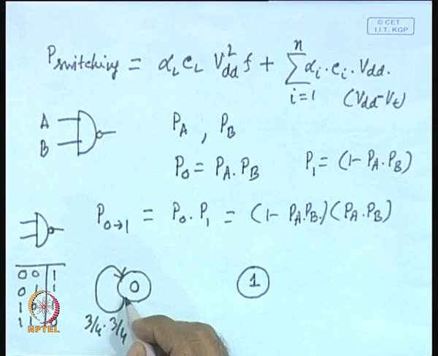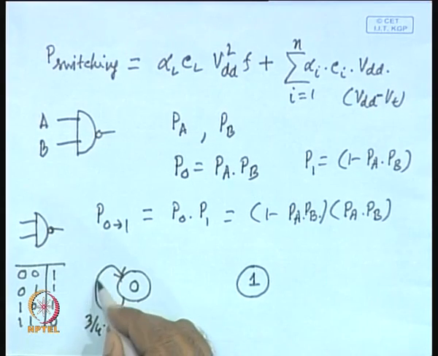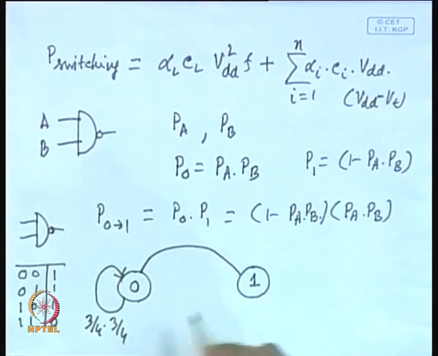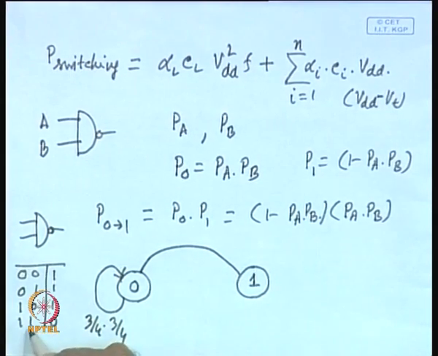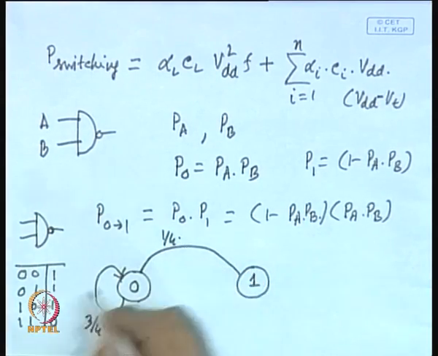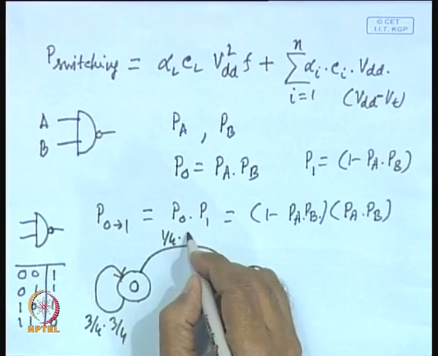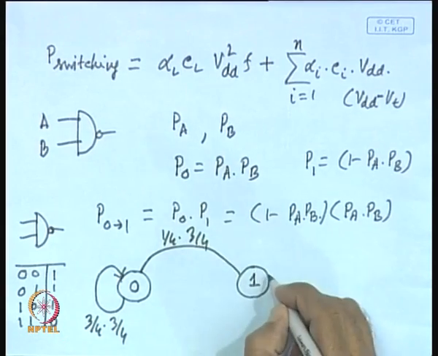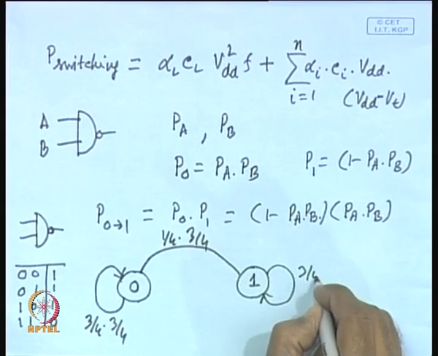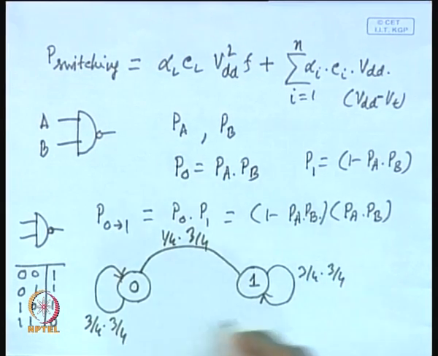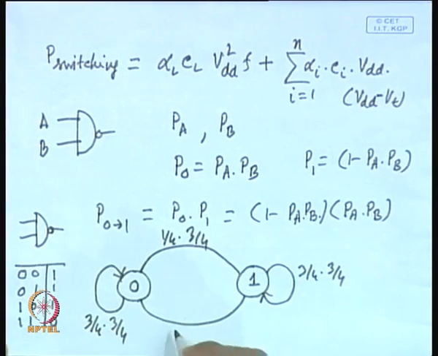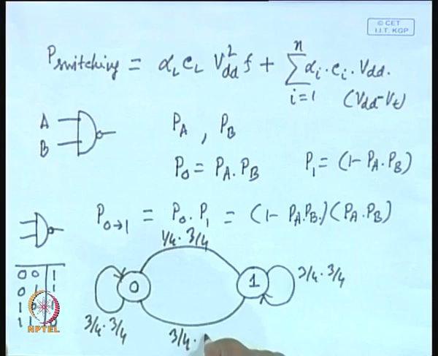Probability for a transition from 0 to 0 will be 3 by 4 into 3 by 4. Probability of transition from 0 to 1 will be equal to 1 by 4 into 3 by 4. Similarly, probability for transition from 1 to 1 will be equal to 3 by 4 into 3 by 4, and probability for transitions from 1 to 0 will be equal to 3 by 4 into 1 by 4.